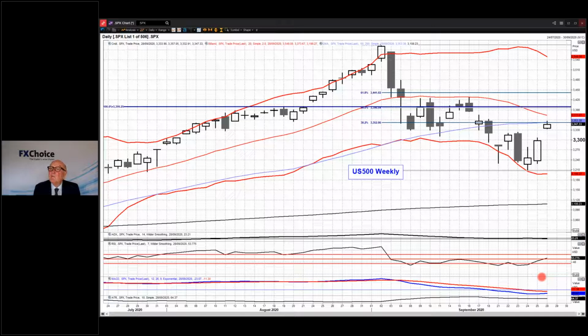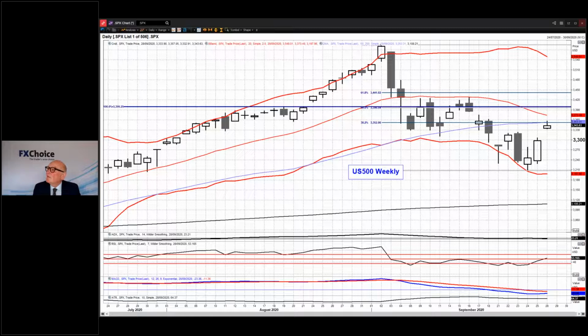If it were to do that, by the way, I think they would find very big support at 3,100. That's way down below here. Short term, I believe higher, probably to the 50% retracement level, 3,400, then possibly stalling and reasserting the downtrend, but that's quite far ahead.